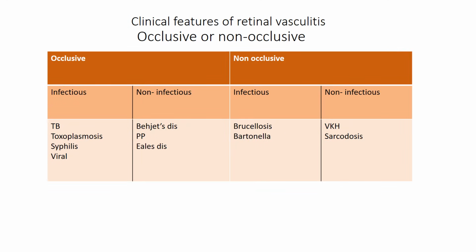Another very important clinical feature of retinal vasculitis in identifying the underlying etiology is the nature of vasculitis, whether occlusive or non-occlusive. For example, TB, toxoplasmosis, syphilis, and viral are occlusive, infectious causes. Behçet disease, pars planitis, and Eales disease are occlusive, non-infectious vasculitis, while brucellosis, bartonella, VKH, and sarcoidosis are non-occlusive retinal vasculitis.